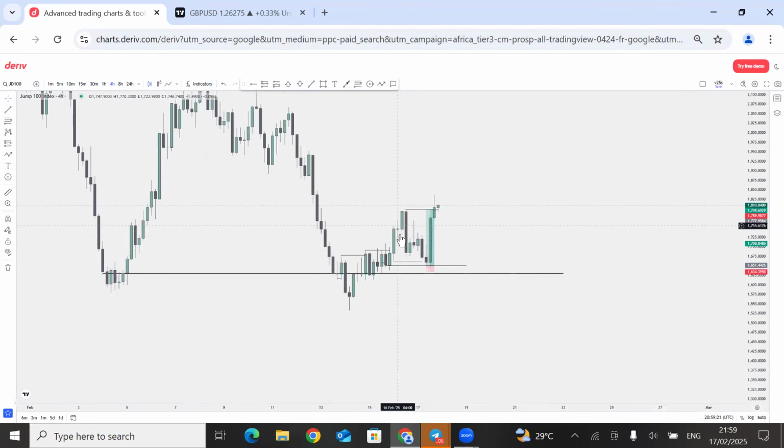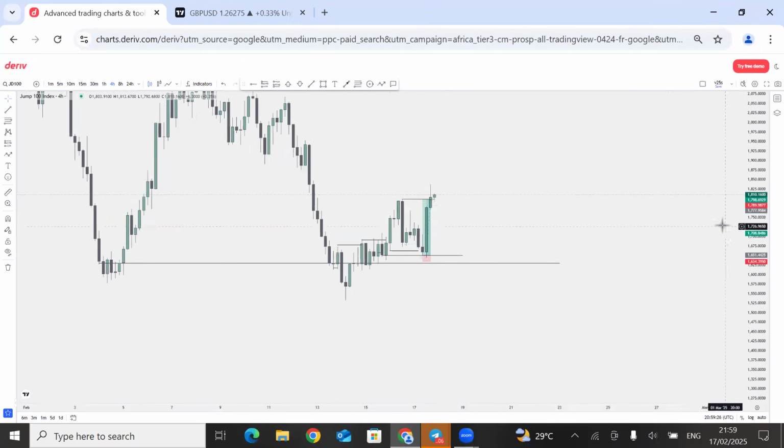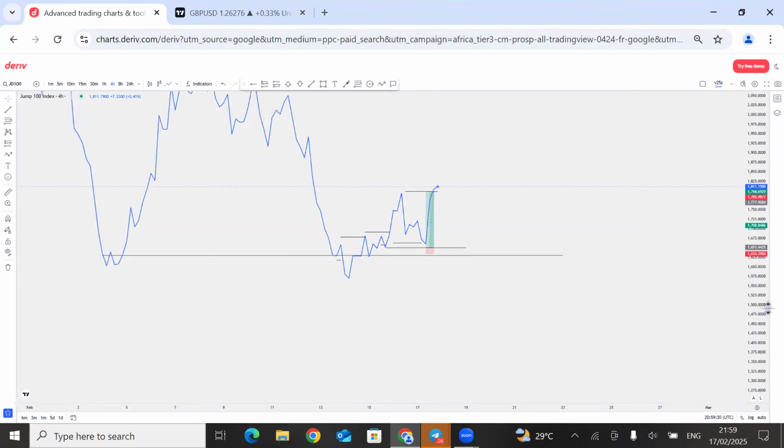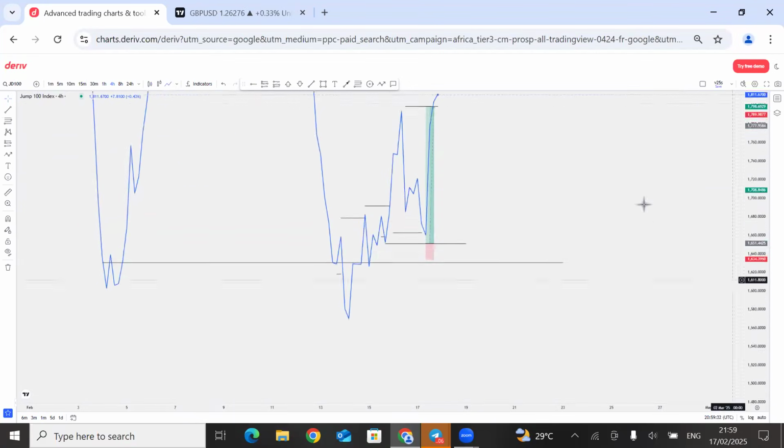So what you're expecting is for price to retrace and come down here to look for your entry. How did I find this entry? I turned on my line chart again and I saw another key level here.